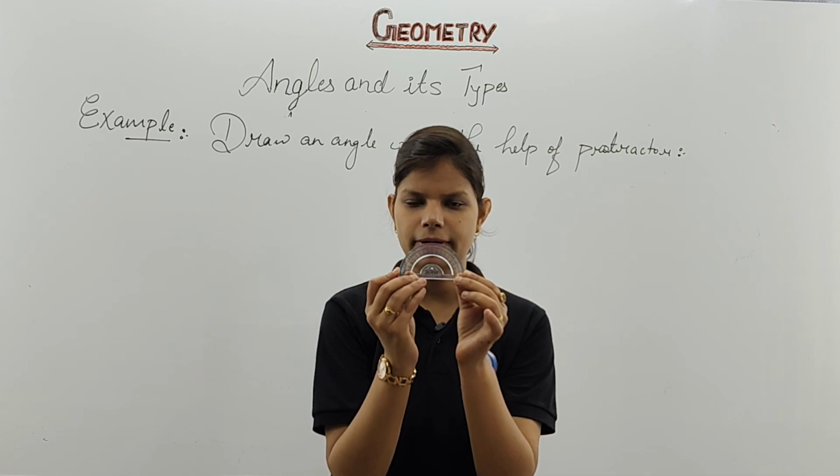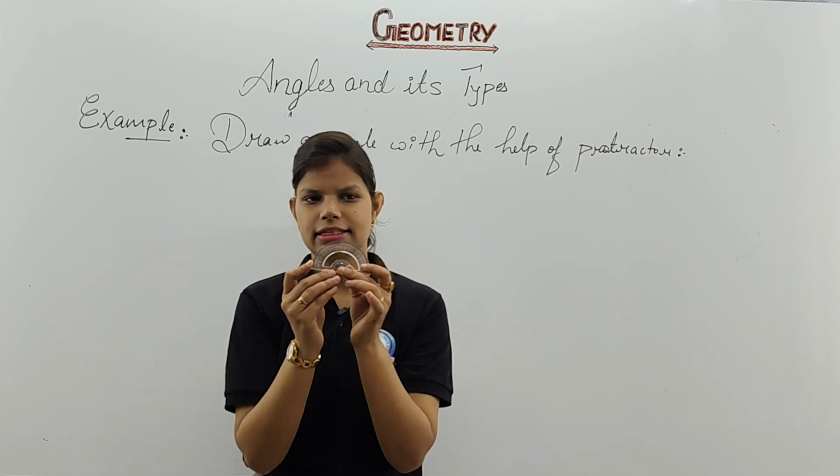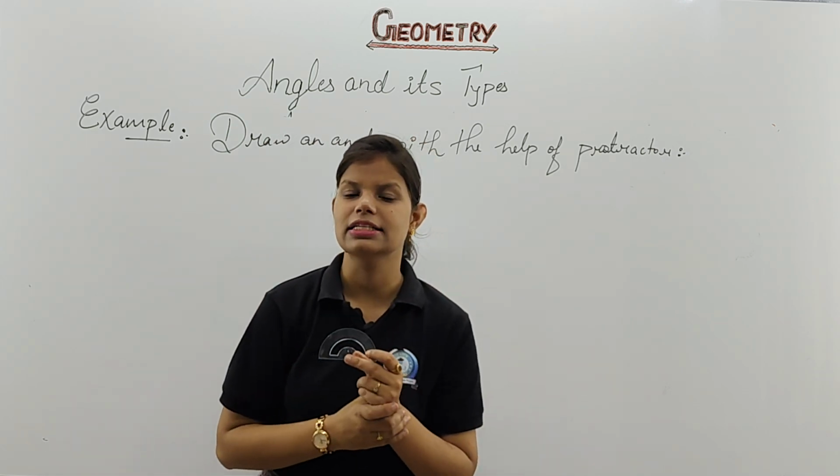Do you get my point? Understood? So let's discuss. A protractor consists of 4 points.